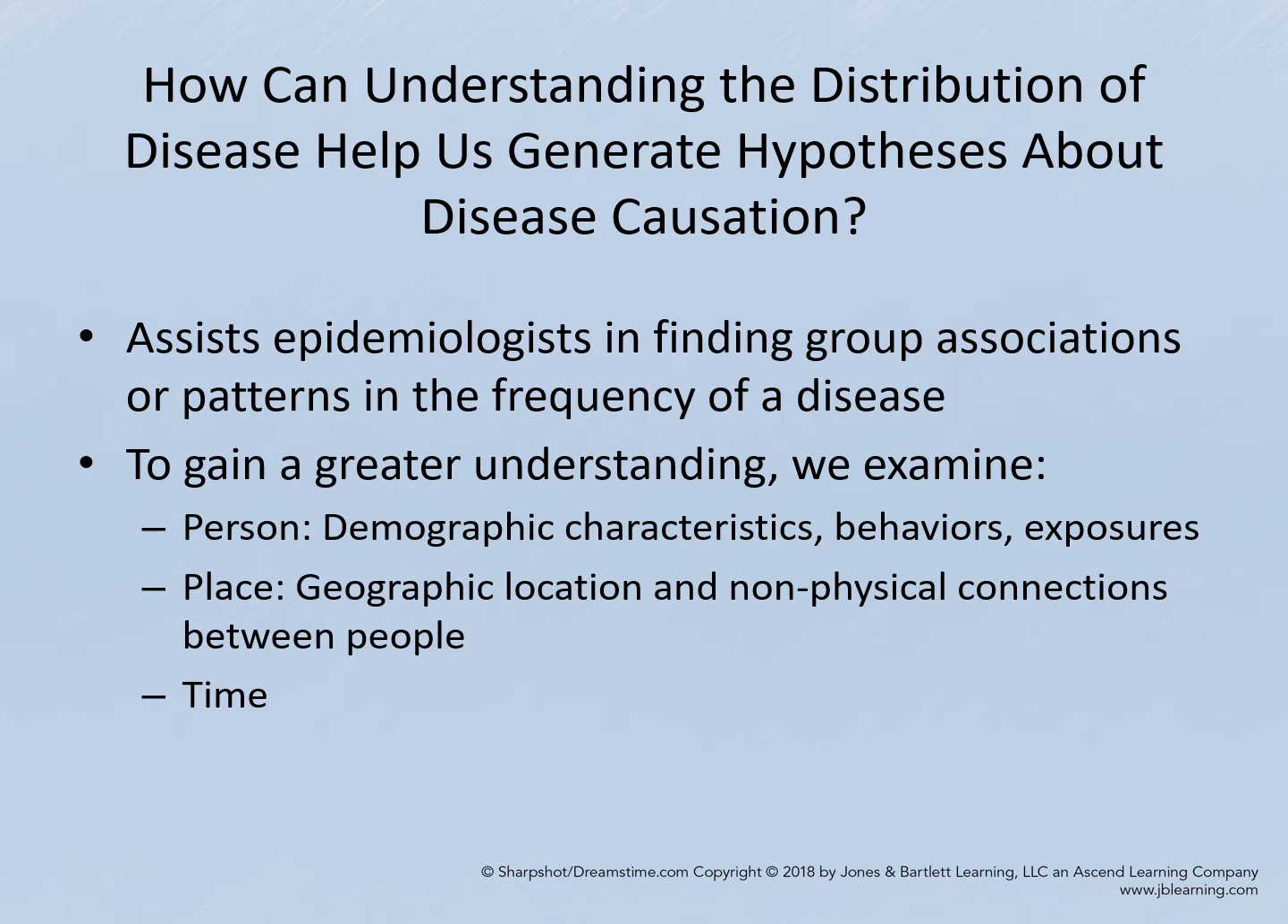So these kinds of associations and patterns can be identified when we study the distribution of disease. It helps us identify what demographic characteristics, behaviors, or exposures lead to a particular disease. So as a person, what demographics, behaviors, or exposures lead to a particular disease? Or place: based on geographic locations or non-physical connections, how does a particular morbidity increase or decrease? And time: in which time of the year is there more frequency of the disease, for example annual flu, which season is it more prevalent in?